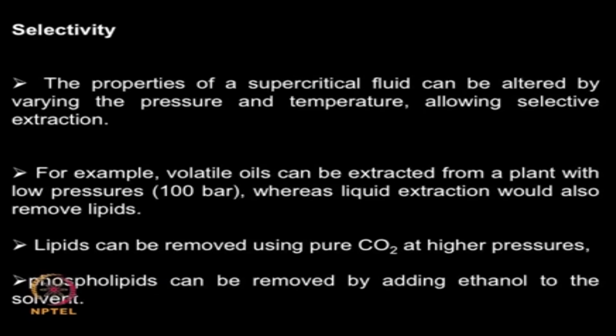So, we can change the selectivity by changing the pressure and temperature. For example, volatile oils can be extracted from a plant at a pressure of 100 bar, whereas if you are using a liquid like hexane, it may also remove lipids. So, supercritical fluid can be very selective. I can use CO2 at very high pressure to remove lipids alone, and I can remove phospholipids by just adding ethanol to the solvent. That means you are adding an entrainer to this supercritical CO2.